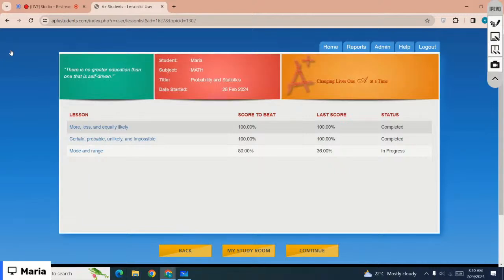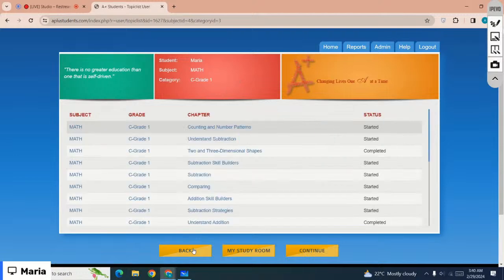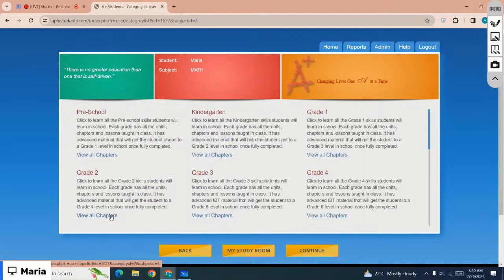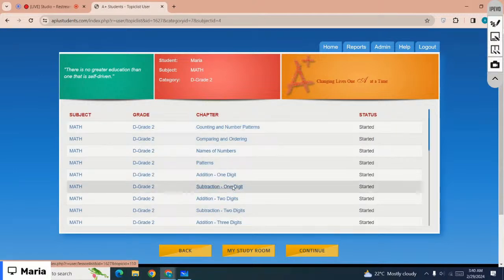So we were working on grade 1 math. The chapter we're working on is probability and statistics. And the lessons we have covered today are more, less, and equally likely; certain, probable, unlikely, and impossible; mod; and range. So please make sure before the next session you complete all the practice questions for the lessons we did today. That is your homework until next session.